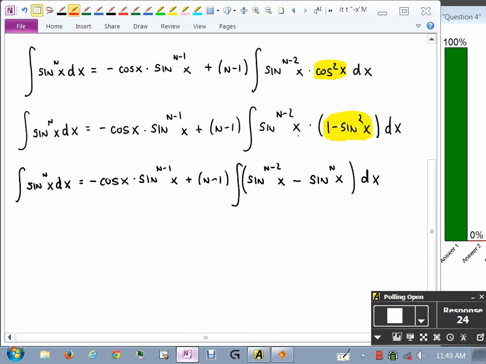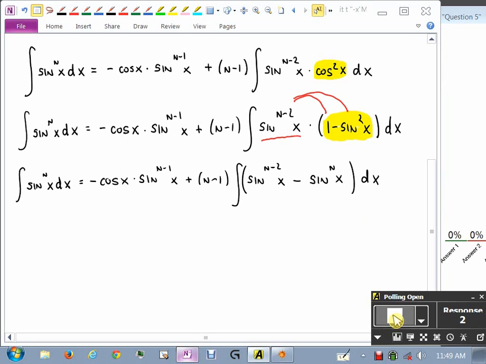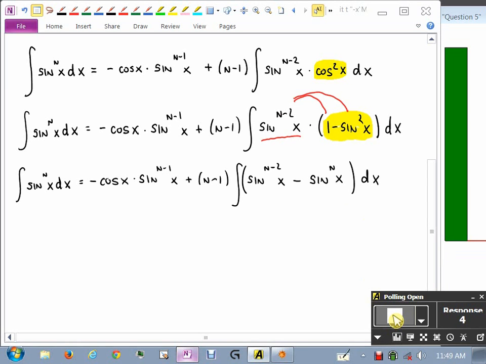So I've taken this and distributed it through this parentheses. Let's take a poll here of whether or not you understand why the red distribution through the yellow becomes this. Make sure we're all comfortable with that. Okay, I got 12 people, 15, 16.